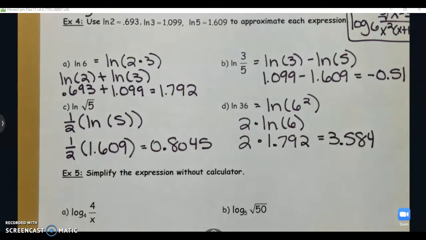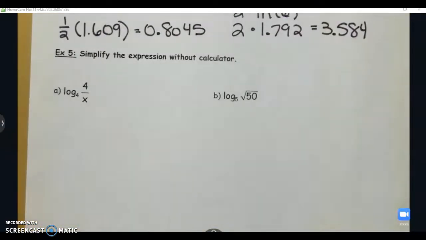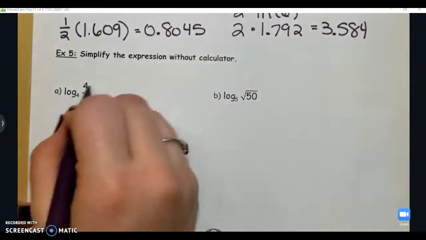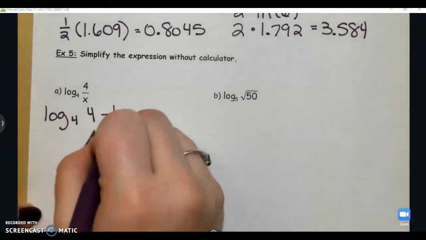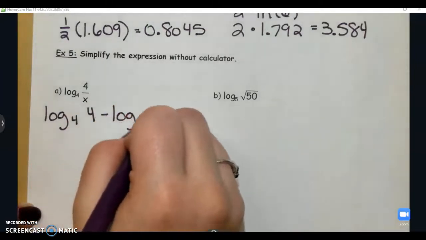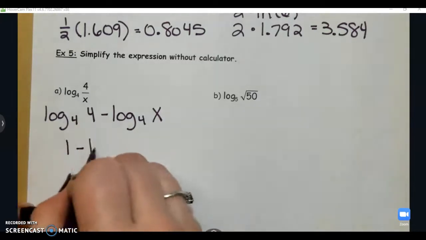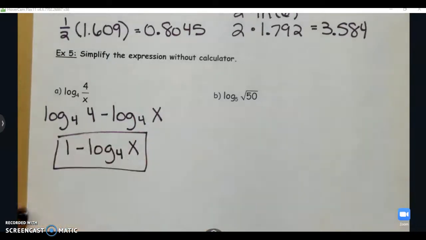All right, lastly, wrapping it up on example 5, we are going to be simplifying these expressions without a calculator, and because we don't know some of these values, we're going to leave them in logarithmic form. So the first thing I'm going to do is expand this out. I've got my division property, so that's going to be log base 4 of 4 minus log base 4 of x. Log base 4 of 4 is 1, and I don't know what x is, so I have to leave it in this form.